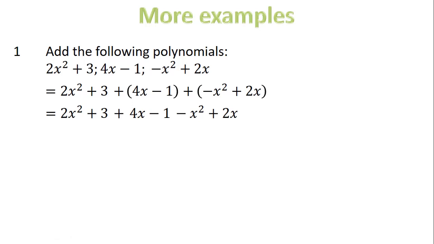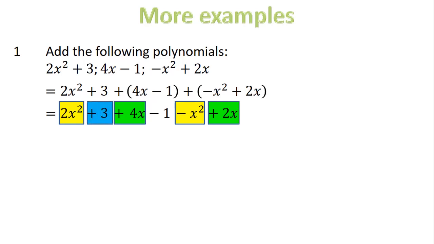Next, we have to identify our like terms. So our x squared terms, there we have a 2x squared, and then we have a negative x squared. Alright, now let's look at our other sets of like terms, and we have a plus 4x and a plus 2x. That's another set. And then we have our constants, our plus 3 and our minus 1.